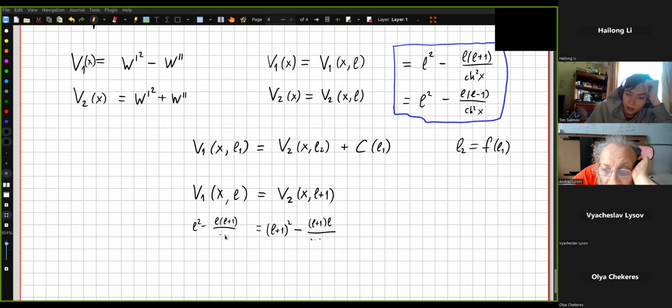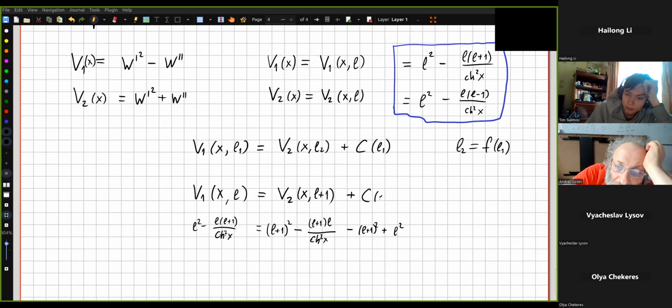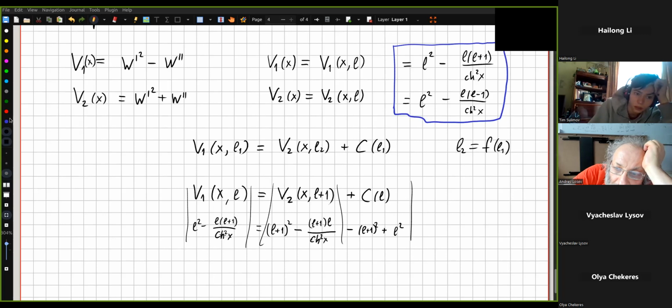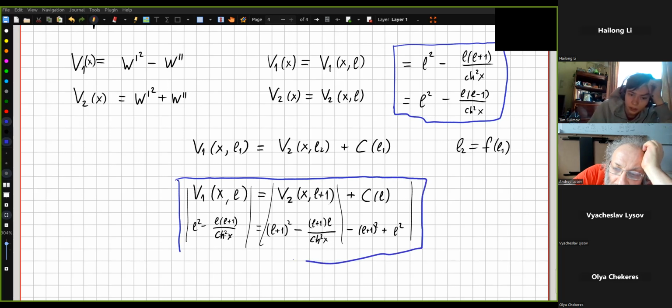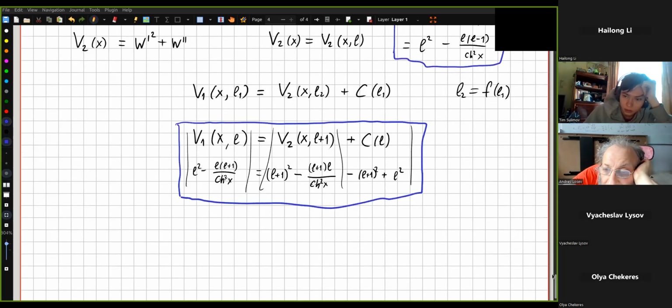And we can see that the parts that depend on x are the same, which is the important part, but the constant is different, and we should fix that by subtracting L plus 1 squared and adding L squared. So this is precisely this C of L. So the correspondence is just in this formula 1 to 1. And this is all a particular case, just to demonstrate. All right, so I hope you see now what this formula means and how it works.